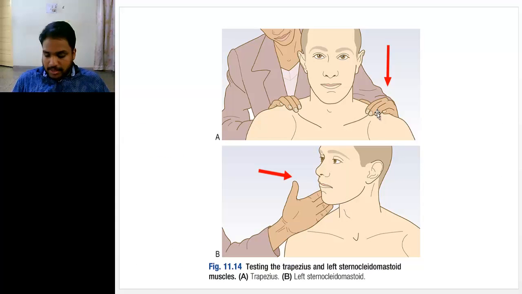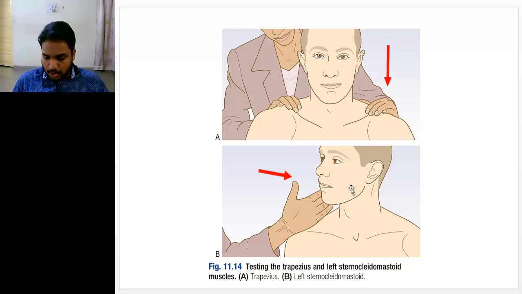So shrug the shoulder, as well as what is the function of sternocleidomastoid? It helps the person to turn the head to the opposite side, right? So how will you test? Ask the patient to shrug the shoulder, apply resistance against it, right? And you can check for the power of the trapezius muscle.